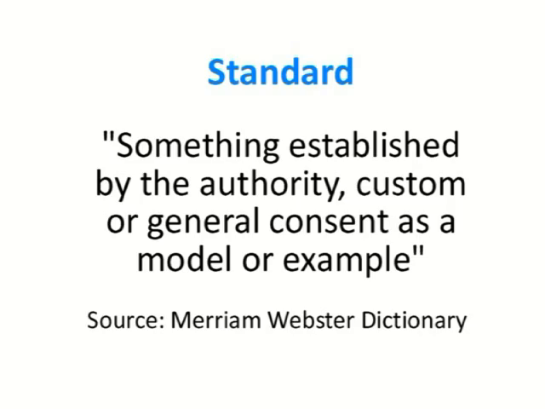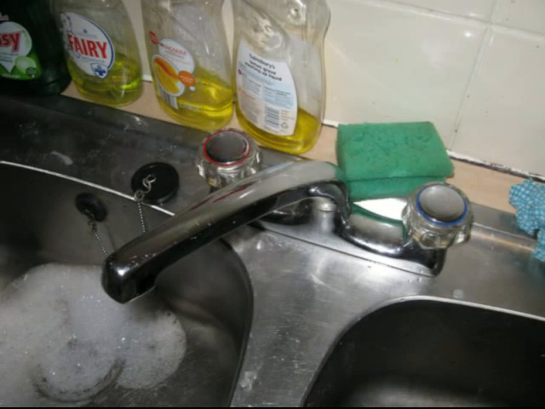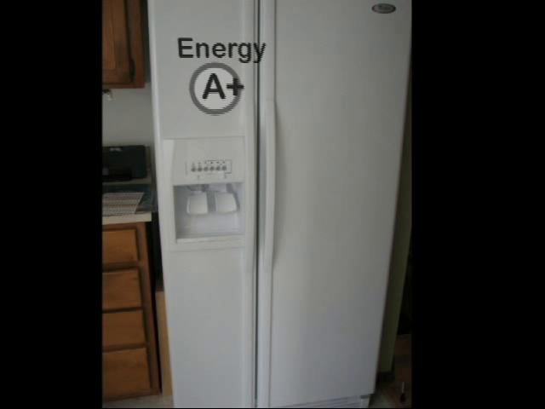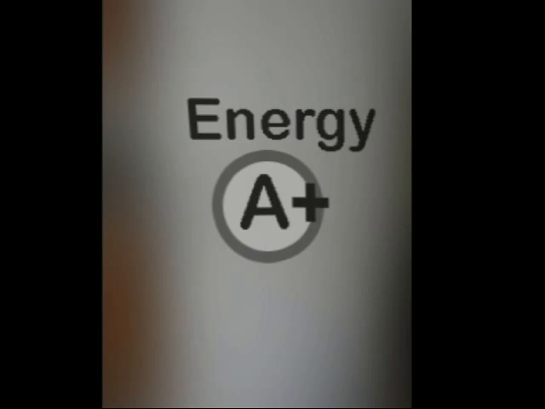Looking up again in the dictionary, standard is defined as something established by authority, custom or general consent as a model or example. We'll now go back to the kitchen to look at some examples of standards. An obvious example is the colors on the tap handles. The red one indicates hot water, while the blue one refers to cold water. Another example is the energy class of a fridge, which in this instance is A+. This is an energy standard that indicates how much electricity the fridge consumes.